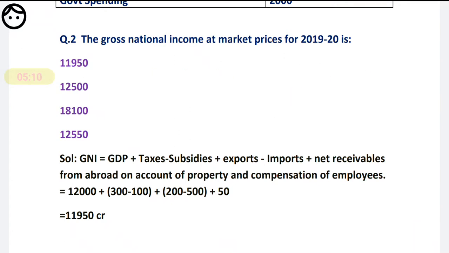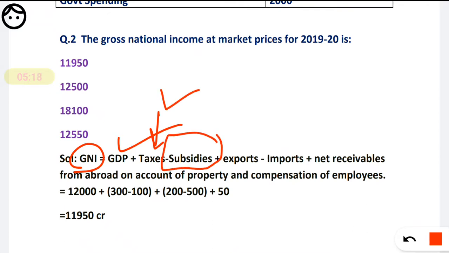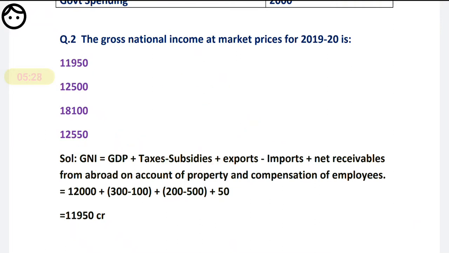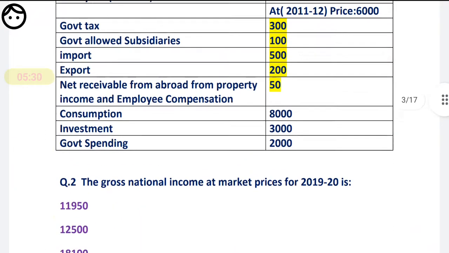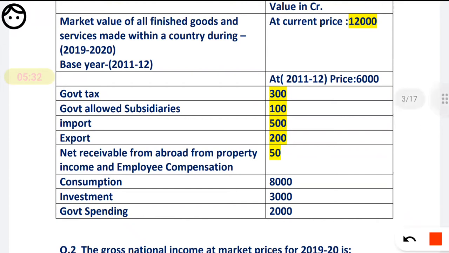So based on that, we come to know GNI is nothing but the GDP. Taxes that you have paid to the government are also your income, but the government gives subsidy, that is not your income. So plus taxes minus subsidy plus export minus import plus net receivable. So this is the funda. Now just put the values. See here, GDP at market price for 1920 we are calculating, so the GDP value is 12,000.